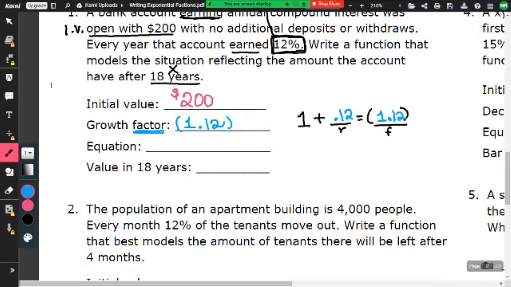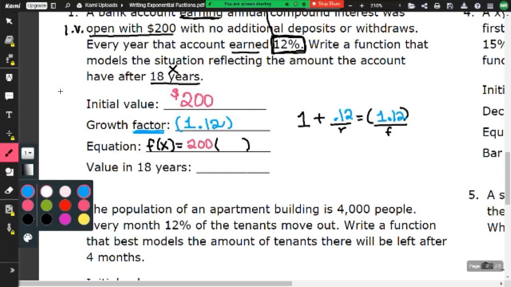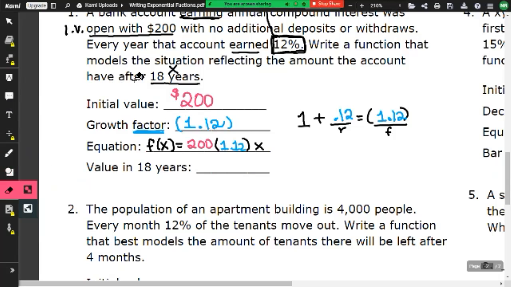Now it's time to put it into our equation, into our formula. So our formula is f of x equals what? 200. Your initial value goes in front of the parentheses. And then what goes inside the parentheses? 1.12. And x on the outside. Does x go like this? No, it's a smaller x and it's at the very end. It goes in the upper right-hand corner because it's an exponent, okay?